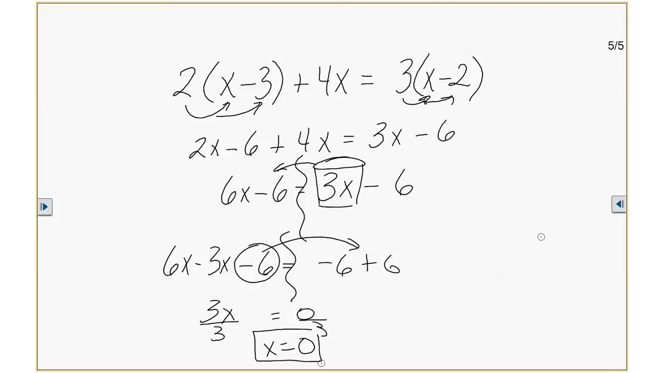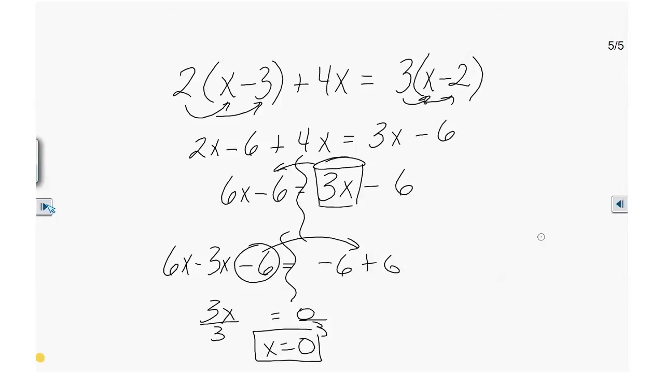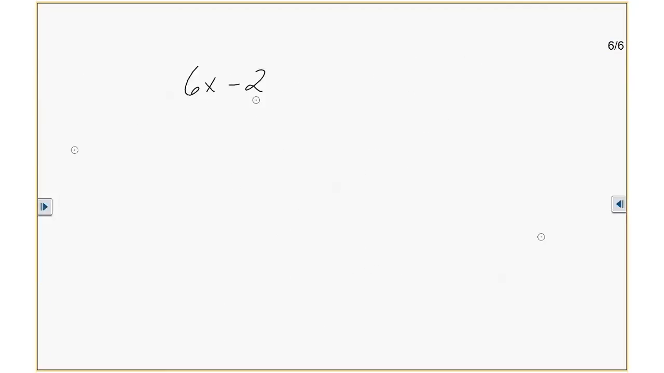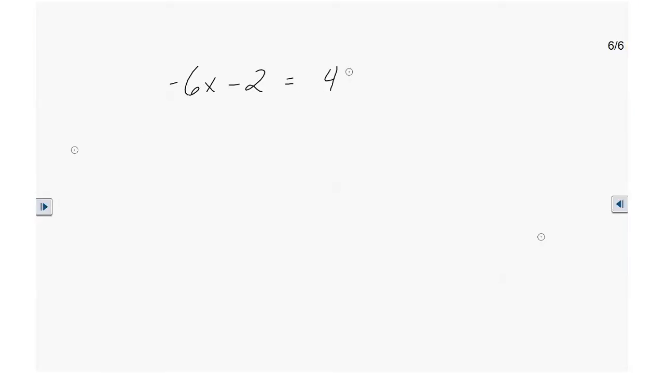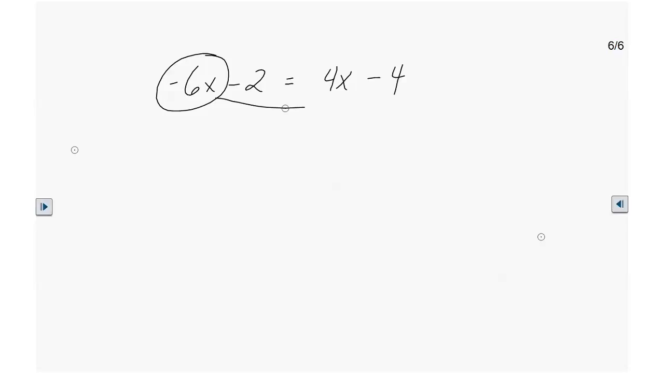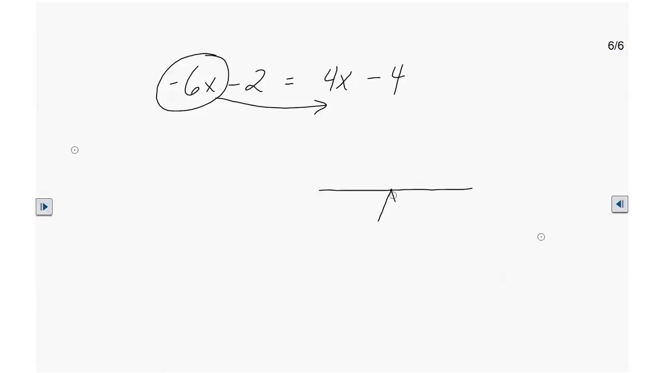There's actually one teacher, or a certain type of teacher that tells you this. Let me show you one of the wives' tales they tell you. Negative 6x minus 2 is equal to 4x minus 4. And they tell you that you can't take this 6x over here because all your x's have to be on the left-hand side. All right, let me ask you a question. What is this called? The seesaw.